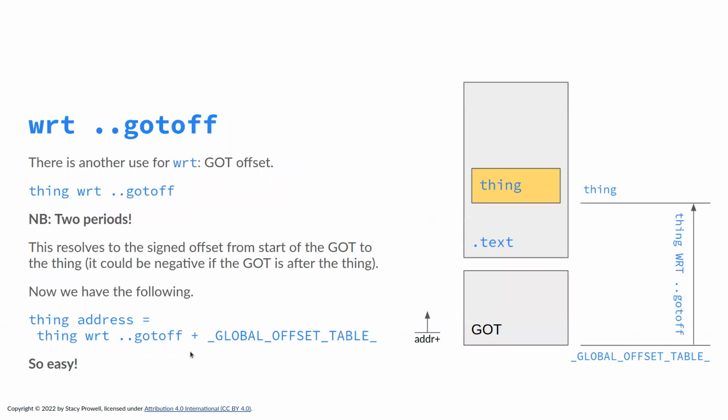Turns out the way to do that is another use of WRT. So again, this is a NASM thing. WRT ..gotoff computes the distance between the start of the global offset table and the thing that we want. And so that's this distance. If I know the address of the GOT, I add the address of the GOT to this distance, and I know the address of the thing. So easy, so easy. So then I have thing address is thing with respect to GOTOFF plus the address of the global offset table. My life is good. I'm writing position-independent code.